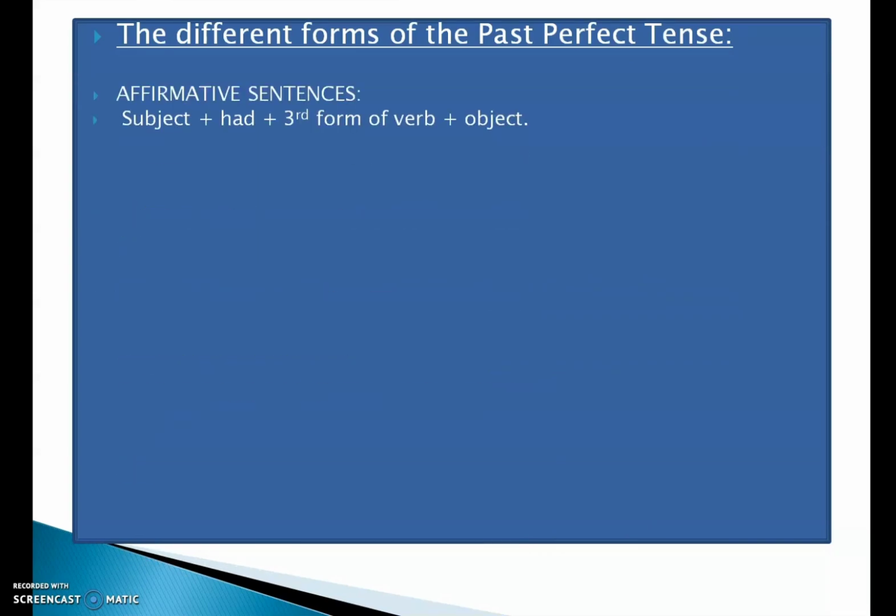For affirmative sentence with the subject, you add had and the third form of verb plus object. So let us quickly revise before doing the past perfect. Simple past, you are going to use the second form of verb for affirmative and first form of verb for negative and interrogative sentence, because you will be using did. Okay, continuous, first form of verb ing, and the helping verb or the be verbs will be was or were. Past perfect tense, for affirmative sentence you are going to use the third form of verb, and with the third form of verb you will add had.